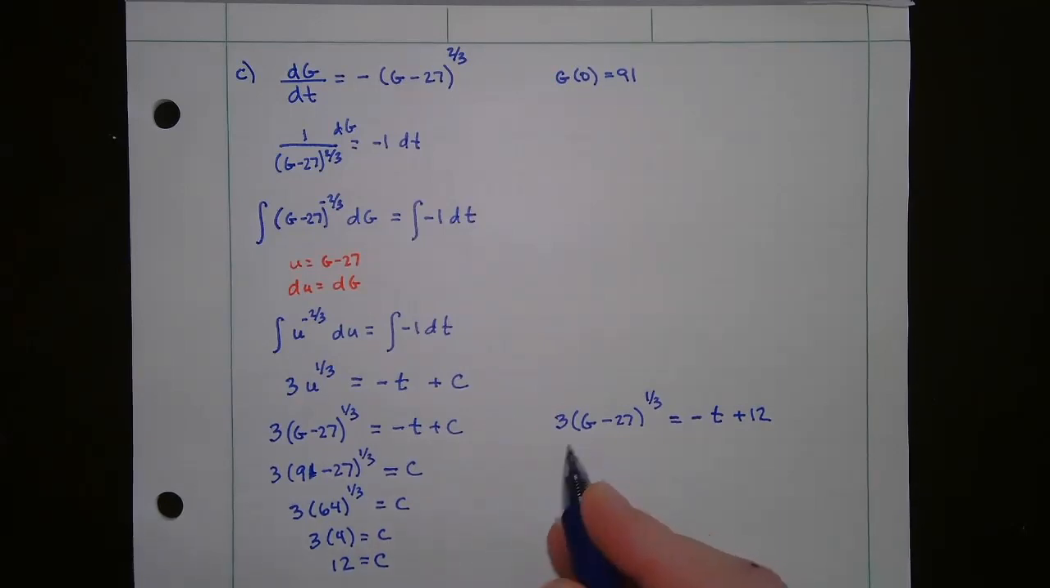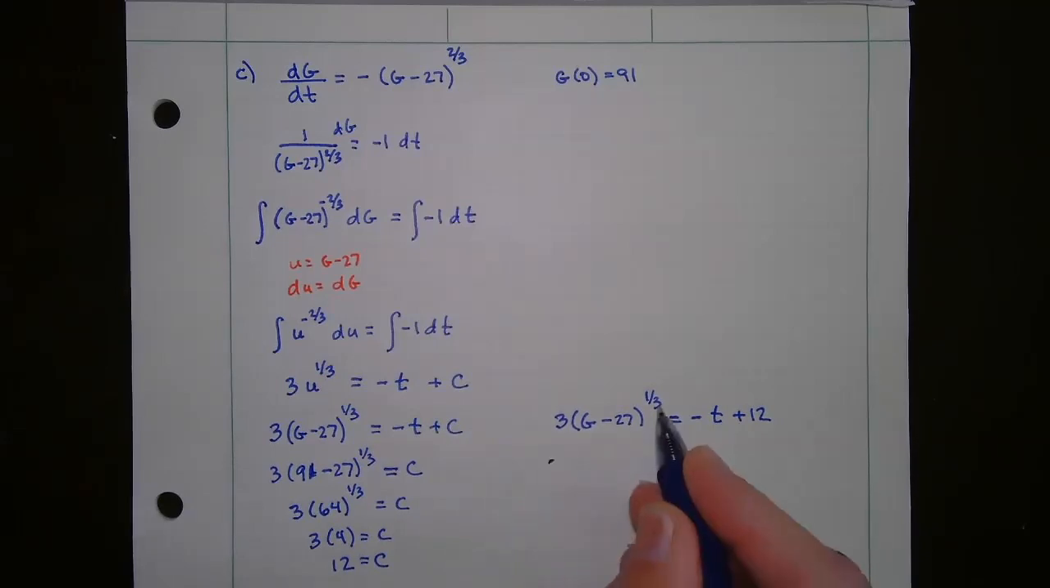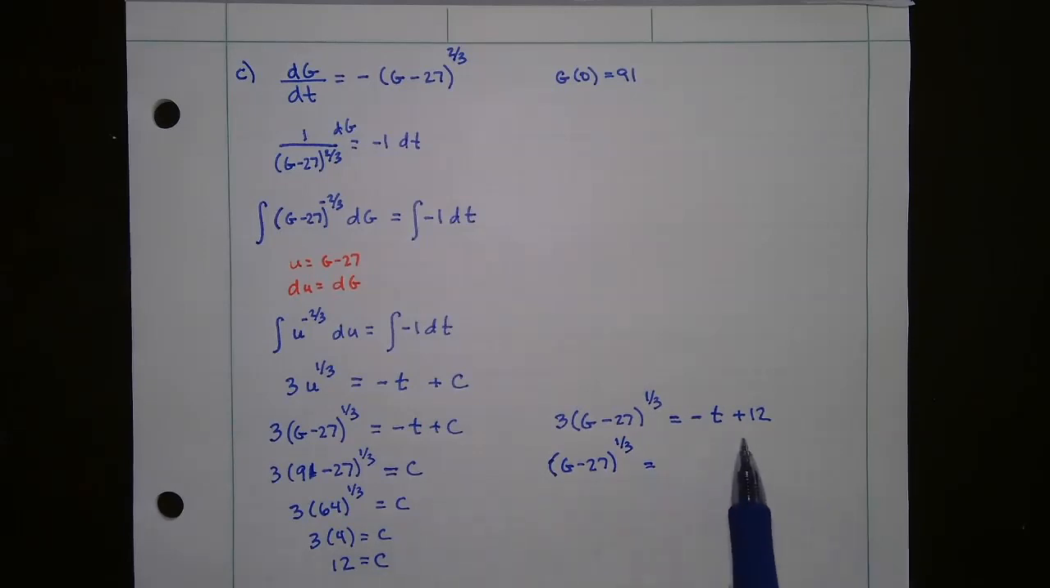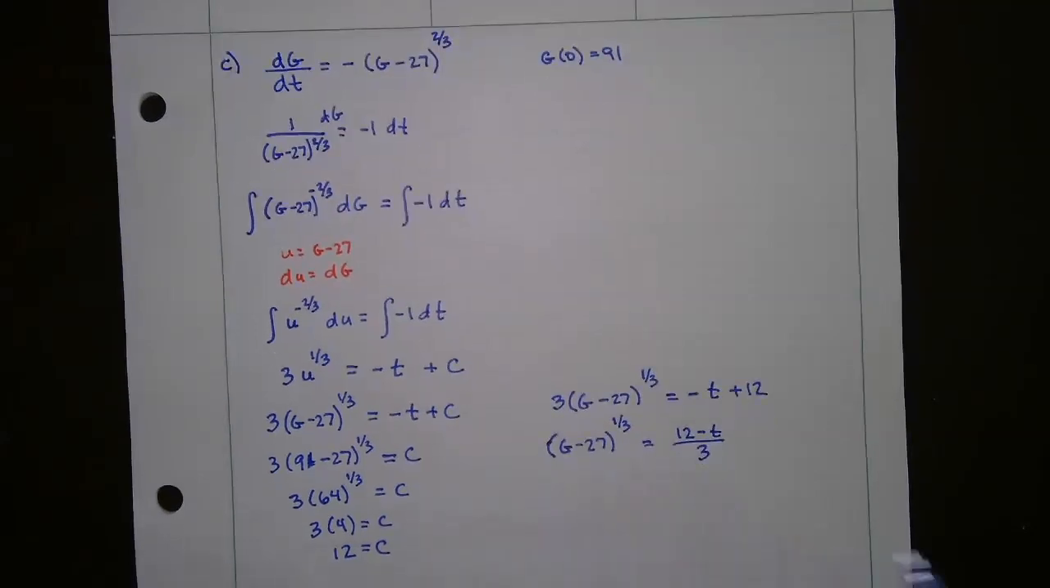So this is going to be g, and 1/3 power means cube root, right? So then g minus 27 raised to the 1/3 power is equal to, you could write this as negative t plus 12, or 12 minus t over 3. I'm going to write it as 12 minus t over 3, okay? And then we're going to want to cube both sides because I want to get rid of the 1/3 power.